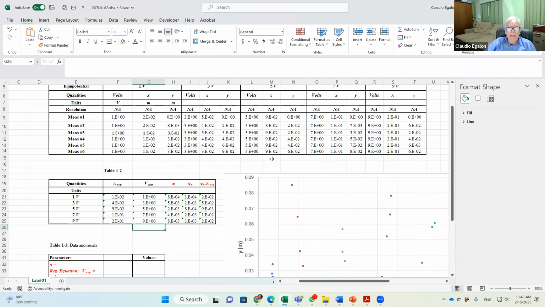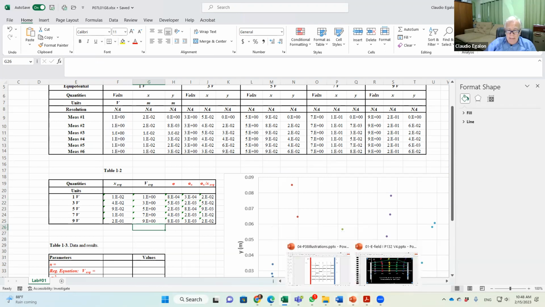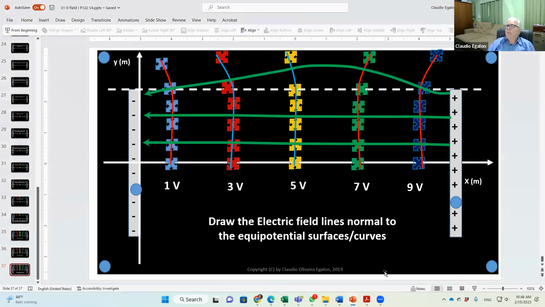What do I know about this type of electric charge configuration? You have negative charges in this electrode, positive charges in this electrode. What do I know from theory? From theory, I know that the voltage is going to increase linearly. That's what I know from theory.